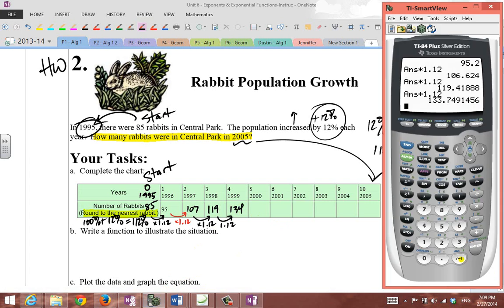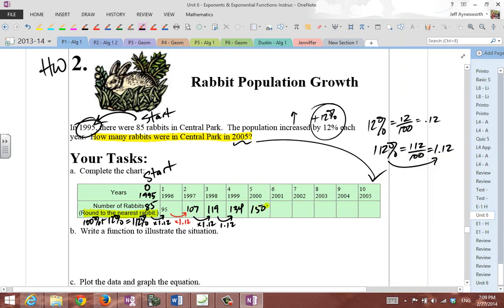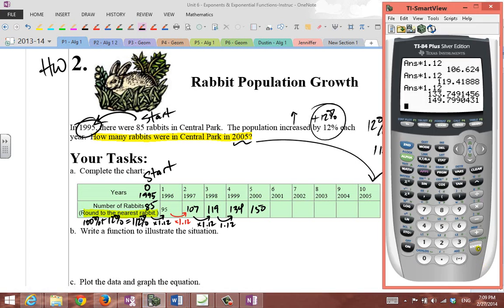What's cool about this TI-84 is that if you do it 2 or 3 times, it remembers the pattern of what you're doing, which is multiplying by 112% or 1.12, and then it does it for you. So if you just hit the enter button again and again, it will repeat the pattern and give you the next value, which is 149.7 or 150. So there's 150 rabbits in year 2000 after the 5th year. Do it a couple more times.